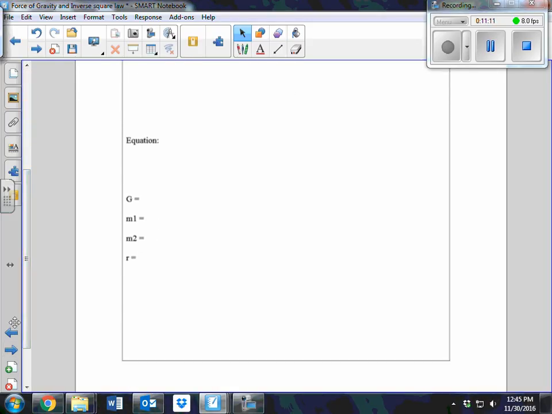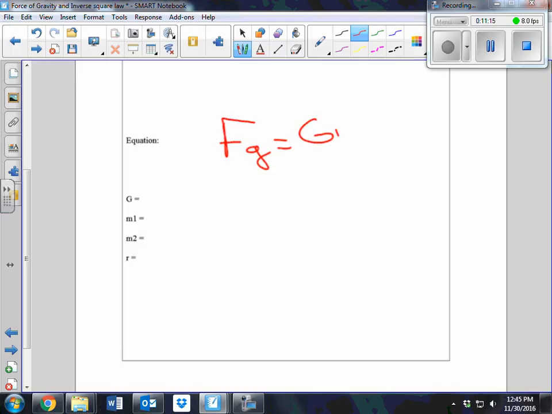Now, on the back, I just wanted to rewrite the equation since I don't have this on the sheet. So big G, M1, M2 over R squared. I've already defined these terms, and I want to stop the video because we're at 11 minutes.